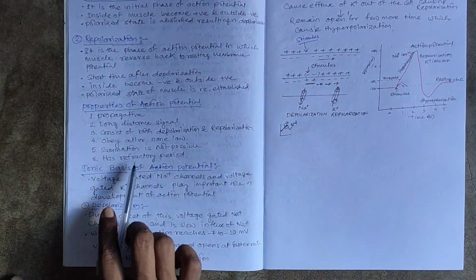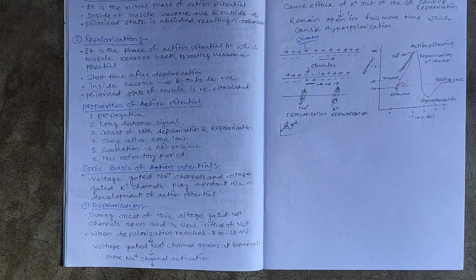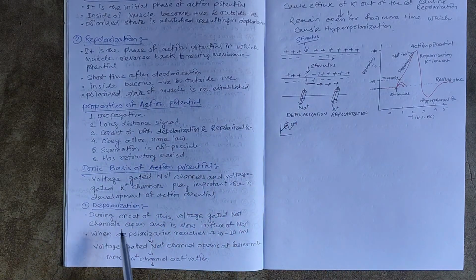Now, ionic basis of action potential. Voltage gated sodium channels and voltage gated potassium channels play a very important role in development of action potential. Now we will see the voltage gated part.